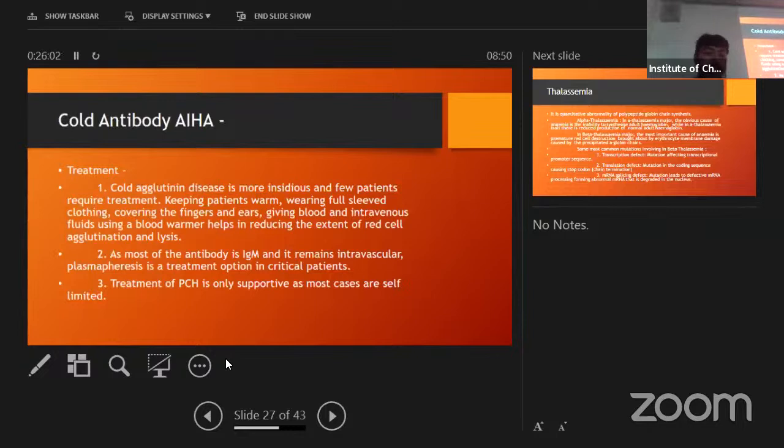And treatment. The treatment is basically supportive, covering the body with warm full sleeve cloths, using a blood warmer and intravenous fluids. And in cold agglutinin disease, the major antibody is IgM, which is the largest antibody, and it is basically stored in the intravascular compartment. So plasmapheresis is one of the treatment options.